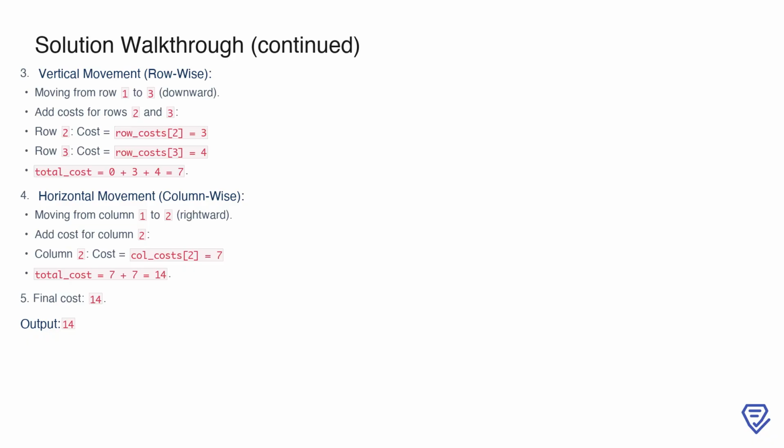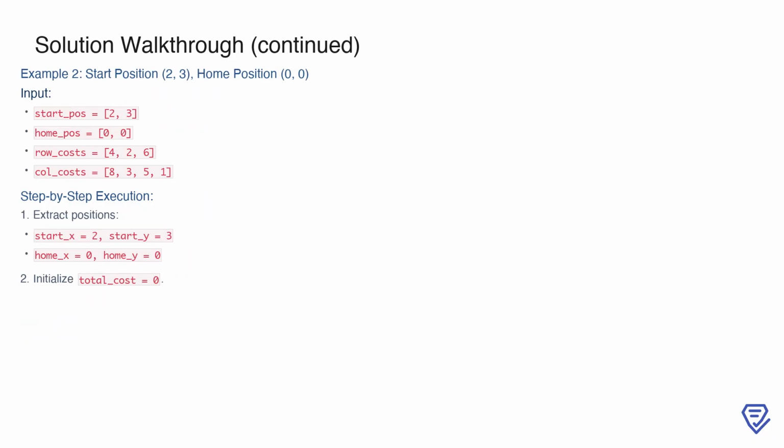Next, the robot moves horizontally, column-wise, from column 1 to column 2. This involves adding the cost for column 2, which is col_costs[2], equal to 7. Adding this to the total cost results in 14. Therefore, the final cost for this example is 14.